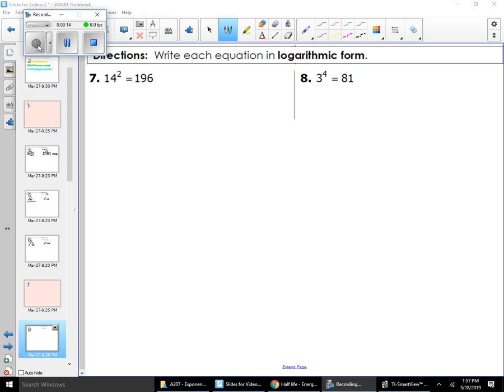Our first equation here, 14 squared equals 196. Well, my base is 14. So I'm going to have a log base 14. Note that that 14 is a bit lower than the word log. That's how we represent the base. And then our inputs and our outputs switch. So log base 14 of 196, again, that used to be on the right, now it's on the left. That's going to equal 2. So that exponent moves to the right, and that value 196 moves to the left.